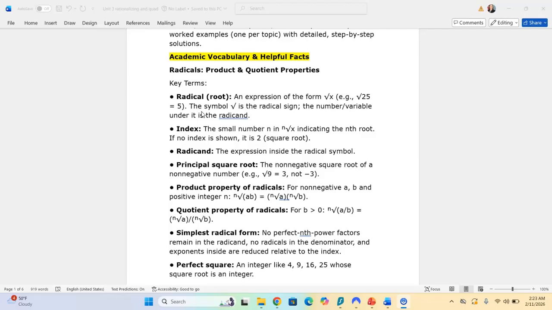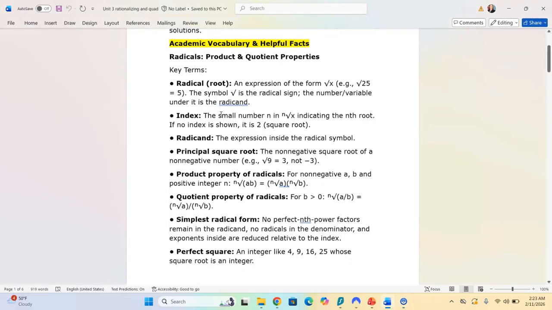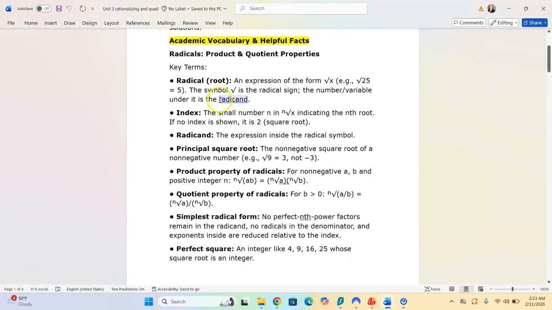That could feel complicated until you look at the sample and say, oh yeah, the square root of 25 is 5. Why is it 5? Because it's a number that times itself is that number. So 5 times 5 is 25, which means that the square root of 25 is 5. Sometimes we can get mixed up in the vocabulary, but I just wanted you to see that the radical is the root, and the radicand is your number or your variable that's under it.